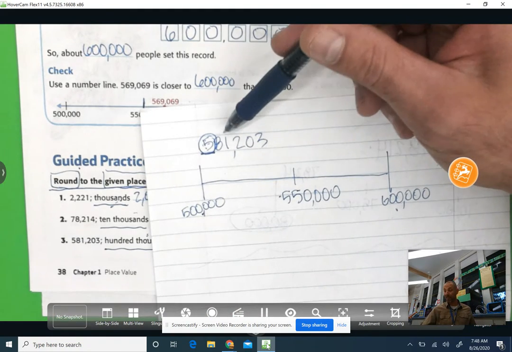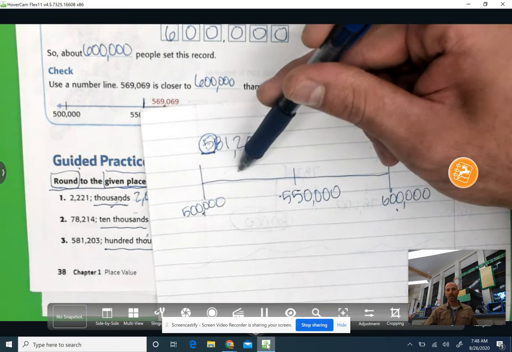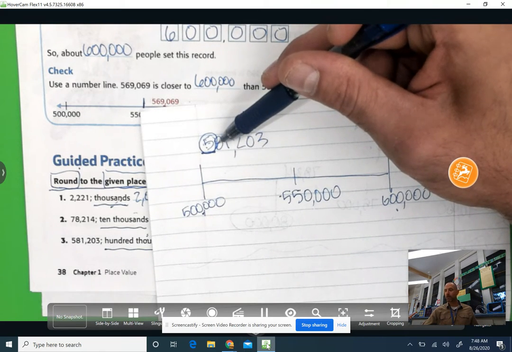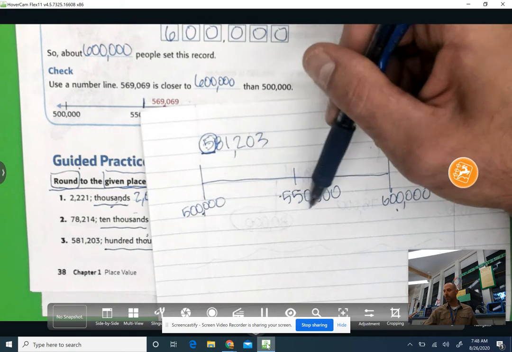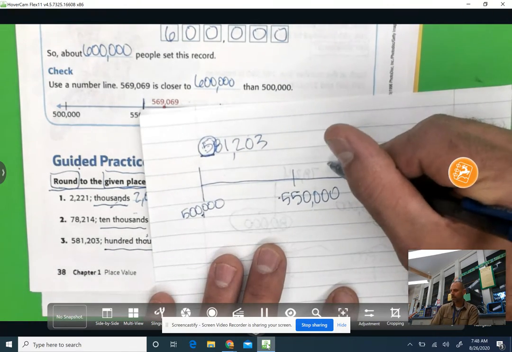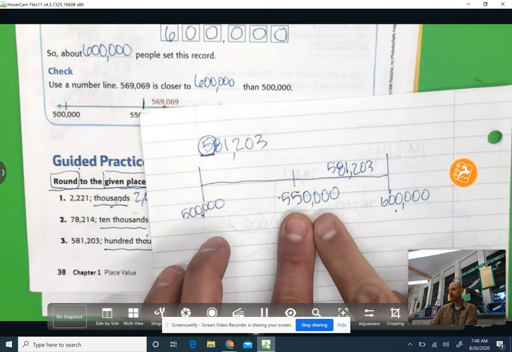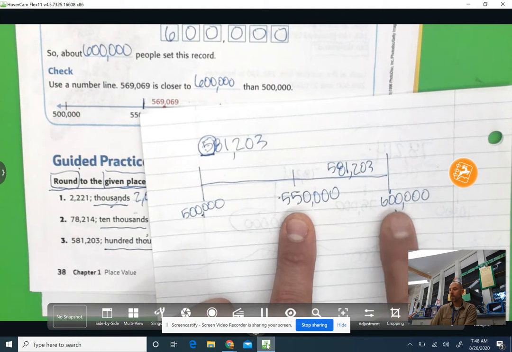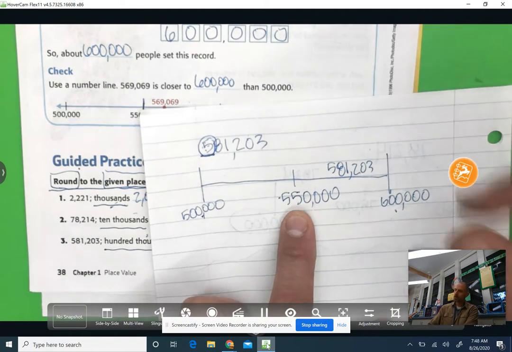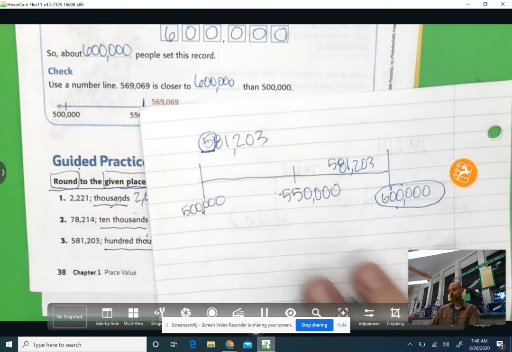Is 581,203 greater than 550,000 or less than? Well, look to the digit to the right. That's the 8, and 8 is greater than the 5. Therefore, 581,000 is over here between 550,000 and 600,000, making 581,203 closer to 600,000. It rounds to 600,000.